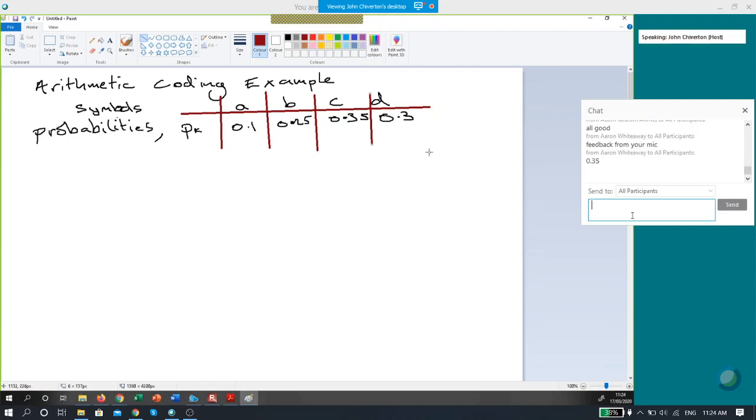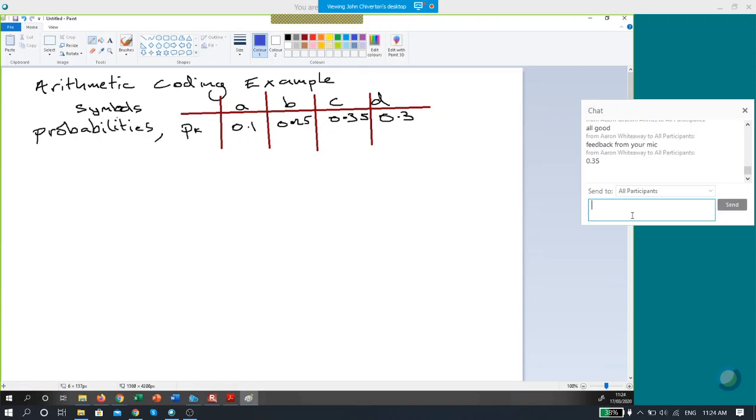Okay, yes, yes. Well done, Aaron. Thank you. Yeah, I've added 0.05 to C, haven't we? So yeah, D should be 0.3. Good.